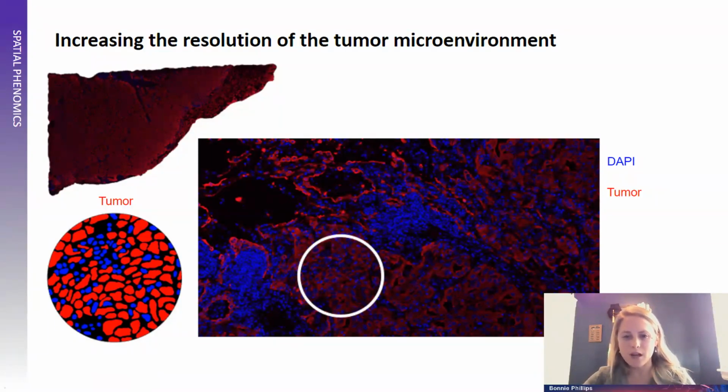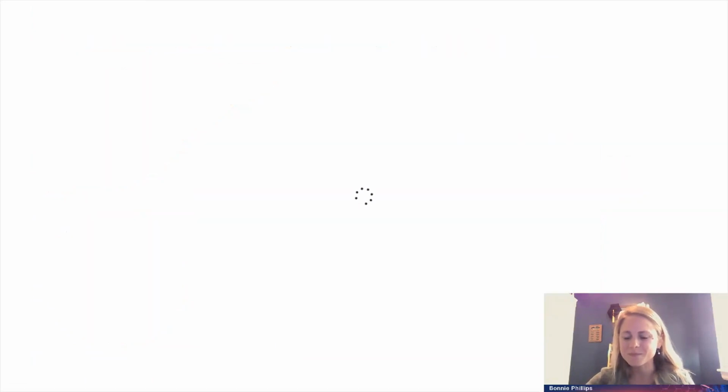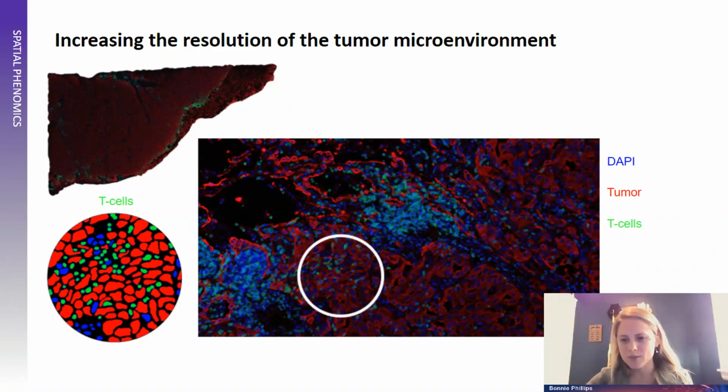So we're going to start off looking at one marker at a time. So first, we'll begin looking at tumor. And just like what was annotated in the H&E slide that we had shown previously, here we're looking at pancytokeratin as the tumor marker. And we can see that these overlap with one another, which is not surprising, but it's good to see confirmation.